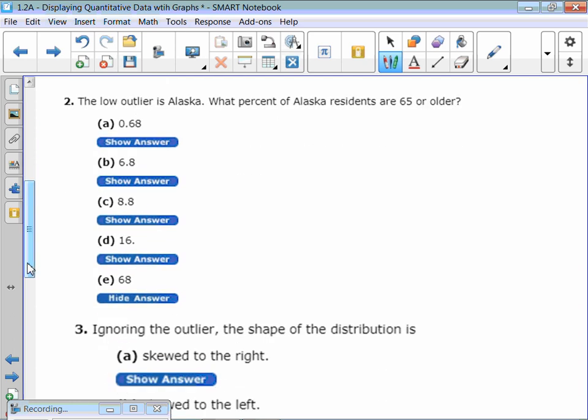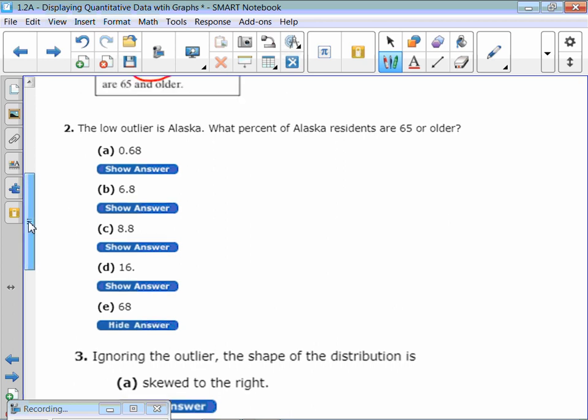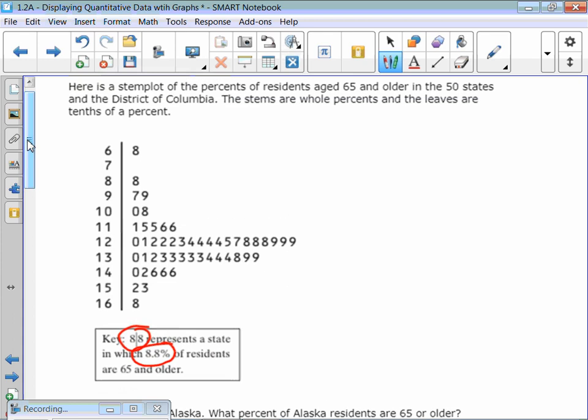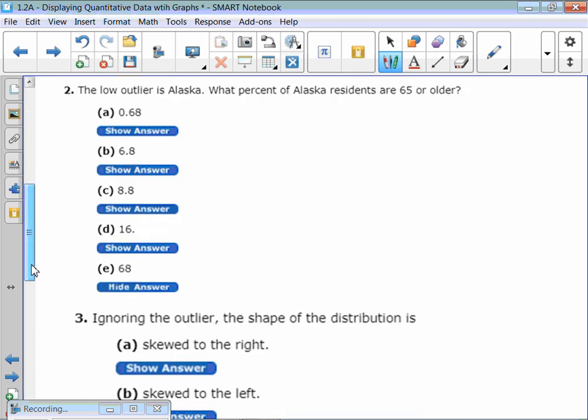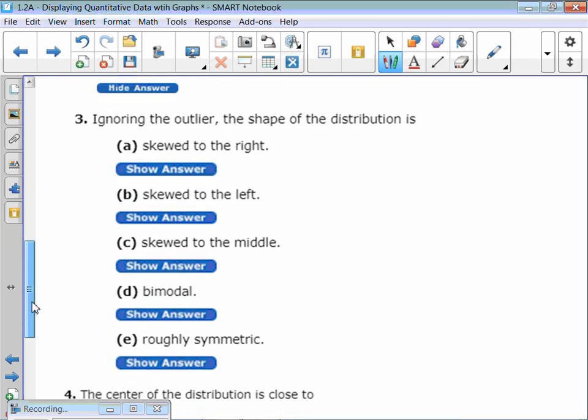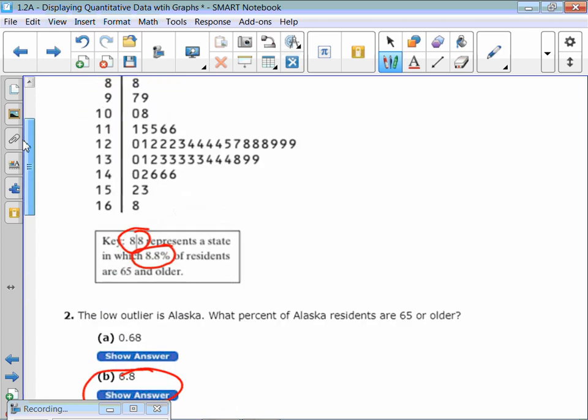So multiple choice number 2. The low outlier is Alaska. What percent of Alaska residents are aged 65 or over? You guys can just say it. Right, it just said the low outlier, so that's that guy, so 6.8%. They want to make sure you can read the key, right? And you get B. All right, ignoring the outlier, the shape of the distribution is.